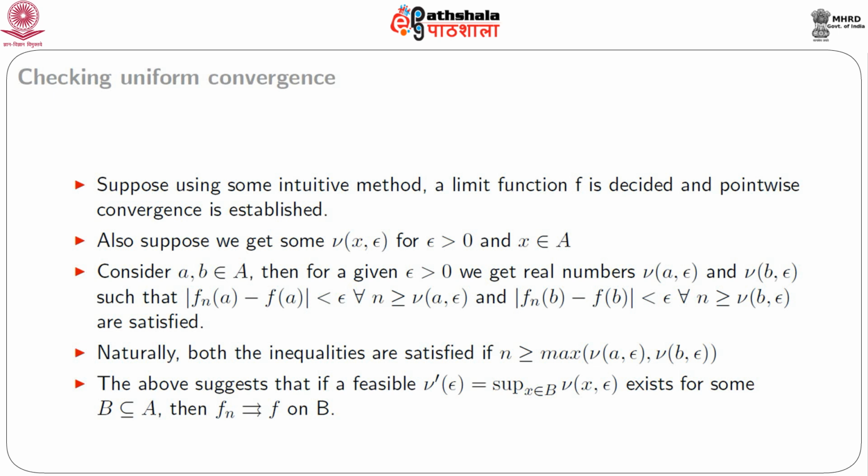So, both the inequalities will be satisfied if n is greater than or equal to the maximum of ν_A(ε) and ν_B(ε). The above suggests that if a finite ν'(ε), which is defined as the supremum of ν_x(ε) over the set B, exists for some subset B of A, then f_n might converge uniformly to f on B.